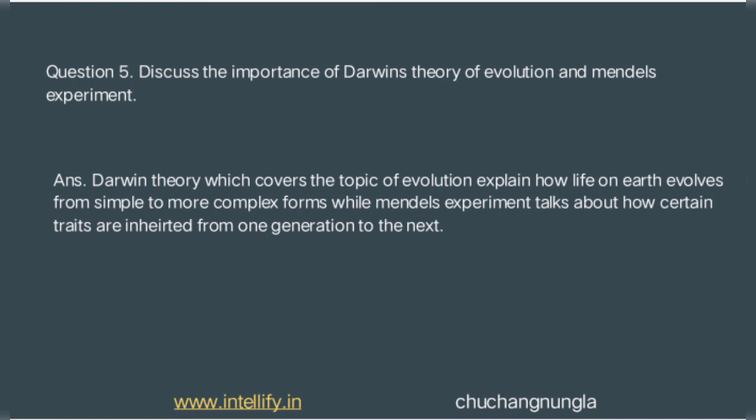Question 5. Discuss the importance of Darwin's theory of evolution and Mendel's experiments. Darwin's theory, which covers the topic of evolution, explains how life on Earth evolves from simple to more complex forms, while Mendel's experiments talk about how certain traits are inherited from one generation to the next.